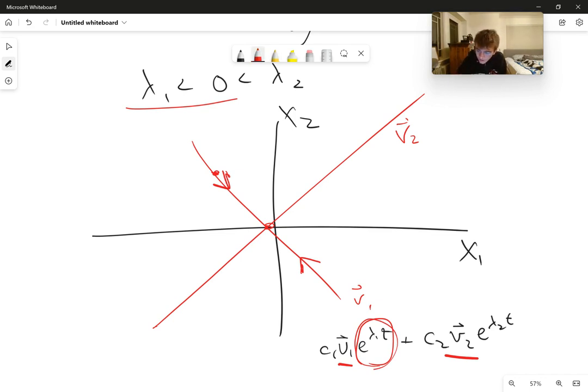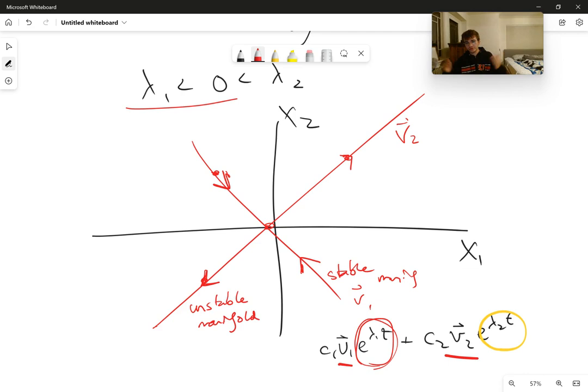However, if we start on the other line spanned by v2, then we in fact have a multiplier that's unstable, and so I'm going to shoot off to infinity as time goes to infinity. So now our manifolds, this one is a stable manifold, and this one is an unstable manifold. And so they're moving in opposite directions, and this is very, very interesting. Take a moment to think about what the trajectories might look like for an arbitrary initial data.